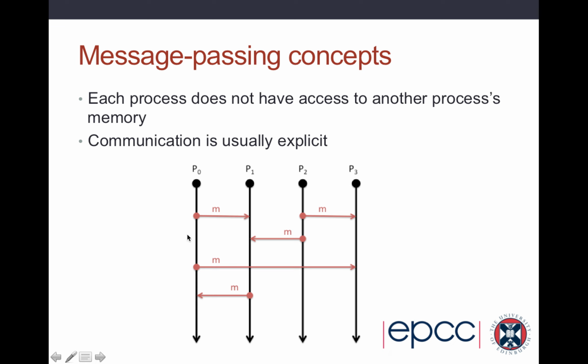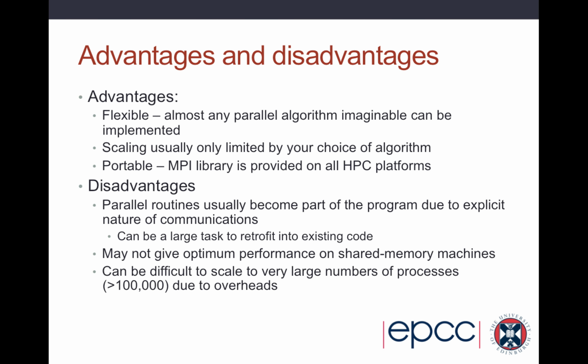So here it is the responsibility of the programmer, the person writing the program, to specify how the processes communicate with each other. And there are libraries that can abstract it for particular operations and things like that, but essentially it's an explicit parallelism. Advantages and disadvantages of this method.